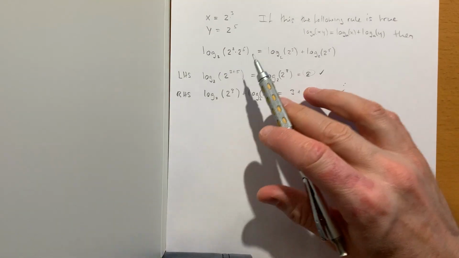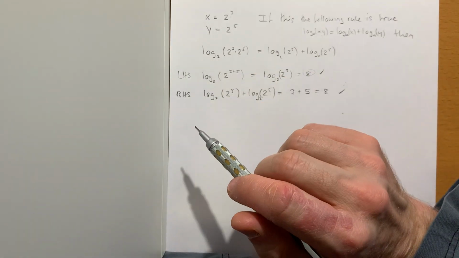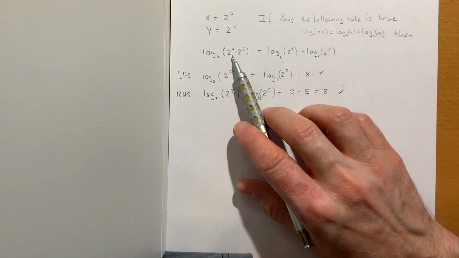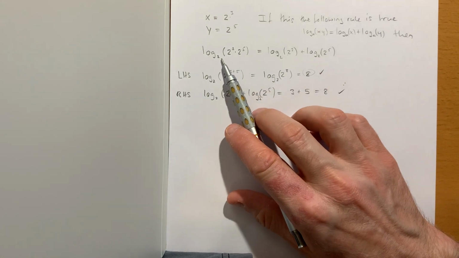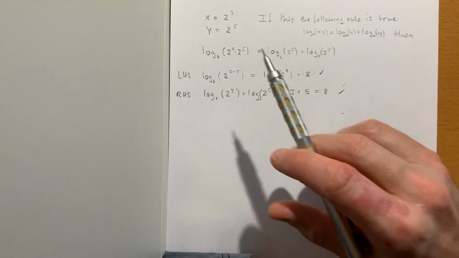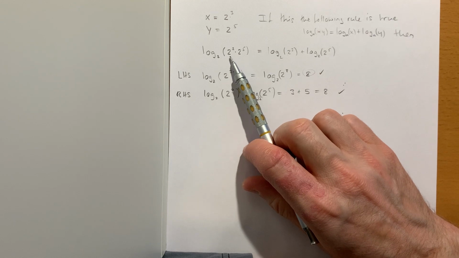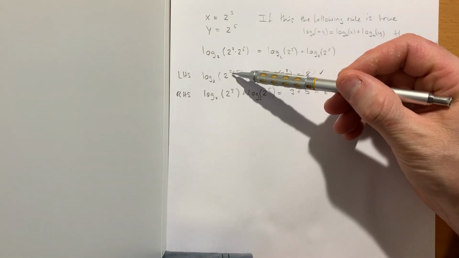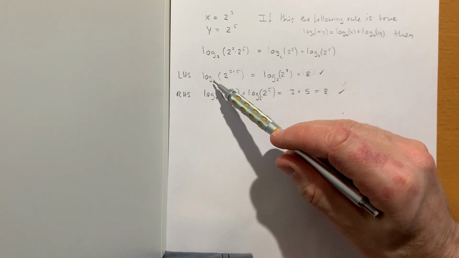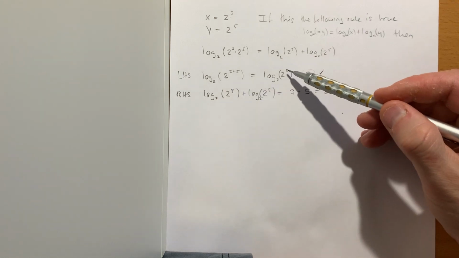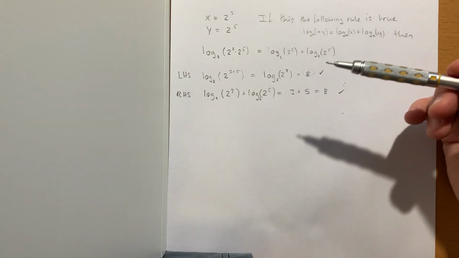Let's start with x is 2 to the 3 and y is 2 to the 5. It's just a choice. If this rule is true, then this should hold too, because the logarithm of the product is the sum of the logarithms. Let's check if that's true. The left-hand side is the product of 2 to the 3 times 2 to the 5, which by the laws of indices leads to 2 to the 3 plus 5. The logarithm to the base of 2 of 2 to the 3 plus 5, which is 2 to the 8, is obviously 8, or just 3 plus 5.